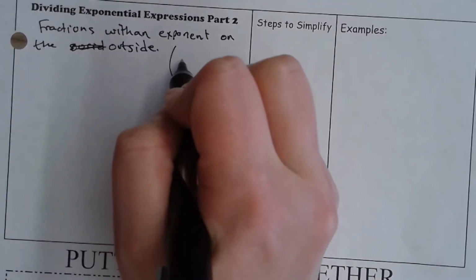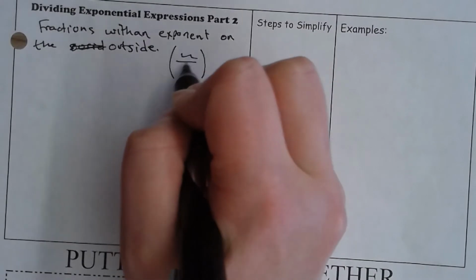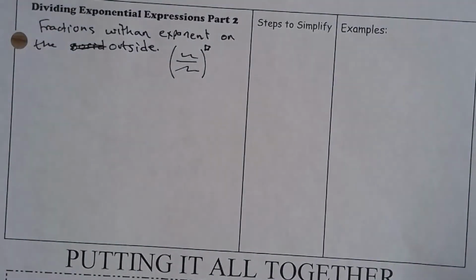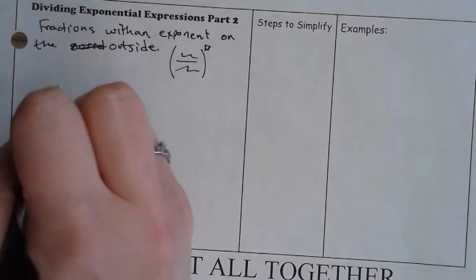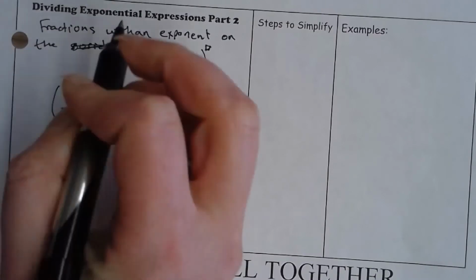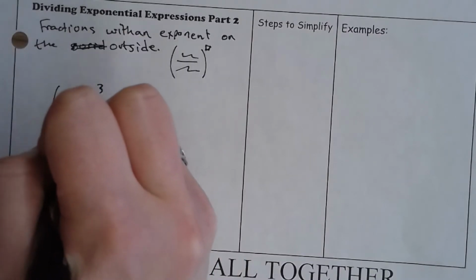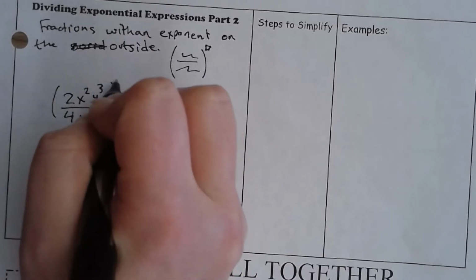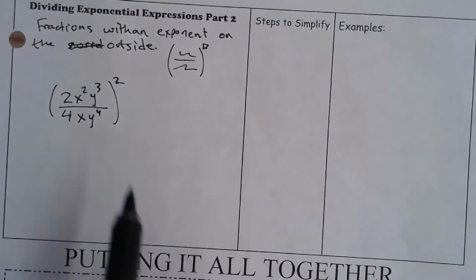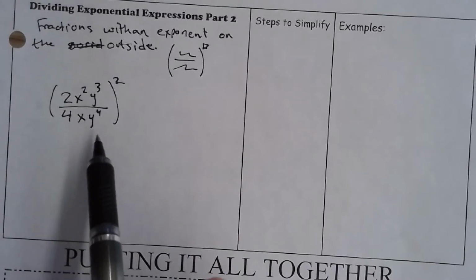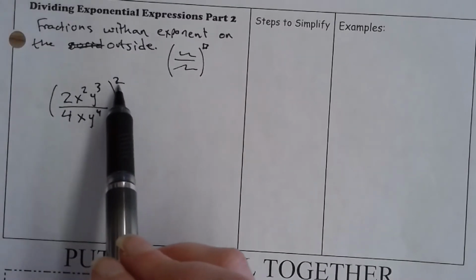So we're going to have a situation where you have a fraction and a bunch of stuff and then an exponent on the outside. So it might look something like 2x squared y cubed over 4xy to the 4th, squared. Okay, so this is what we did with part 1. In part 2 today, we're going to have this.